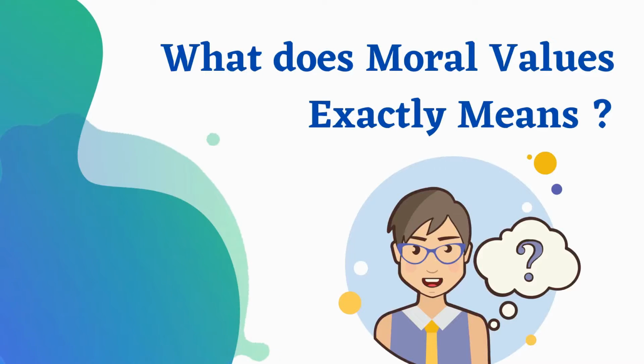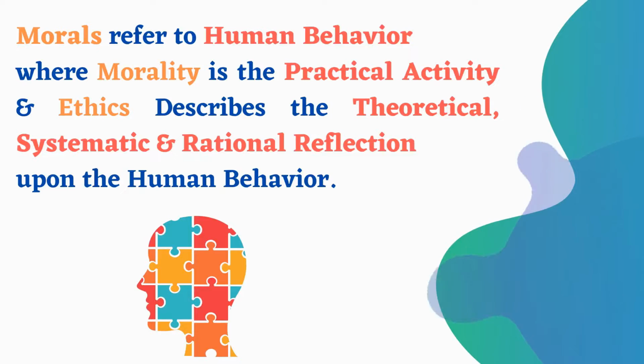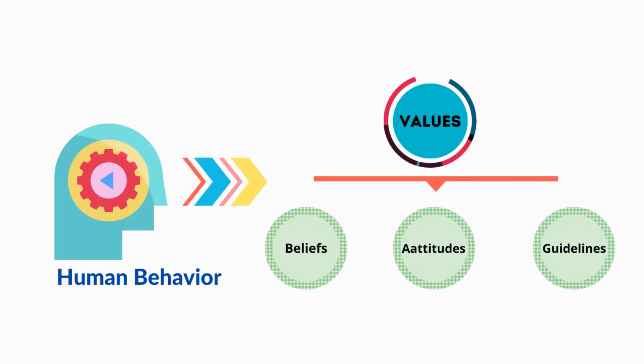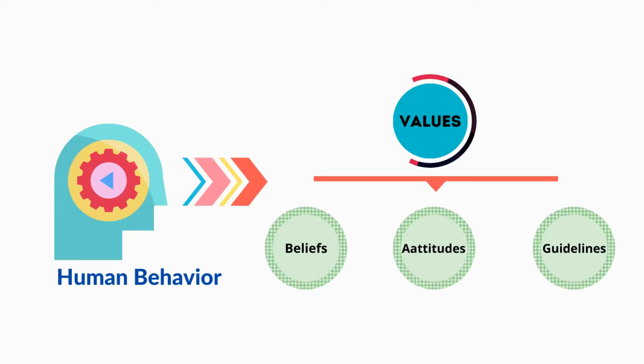So let us understand what moral values exactly mean. Moral values are central to everything that we are today. Moral refers to human behavior, where morality is the practical activity and ethics describes the theoretical, systematic and rational reflection upon human behavior. Values are also linked to belief, attitude and guidelines for human behavior.